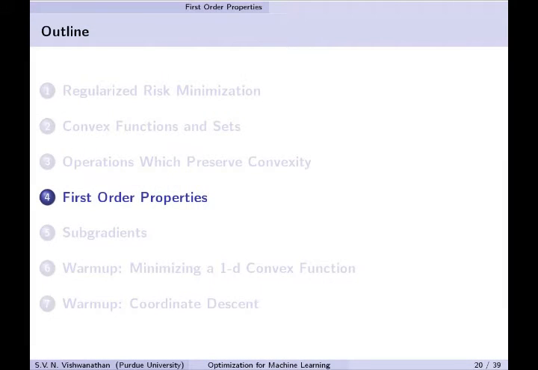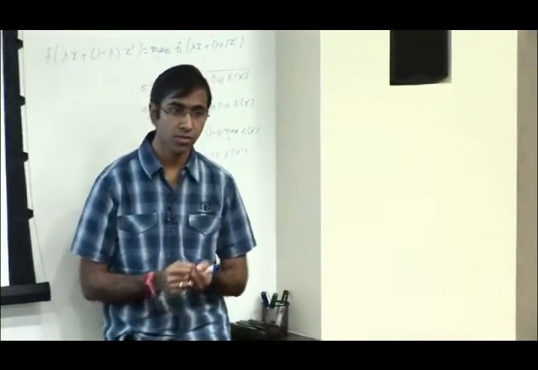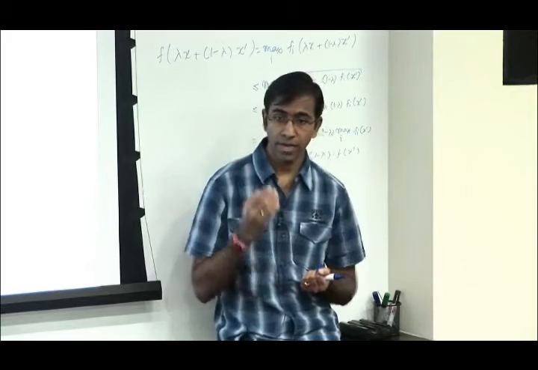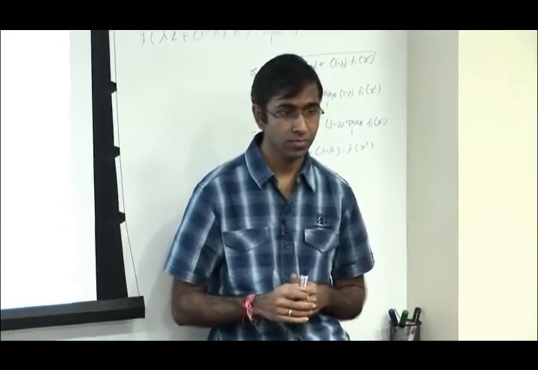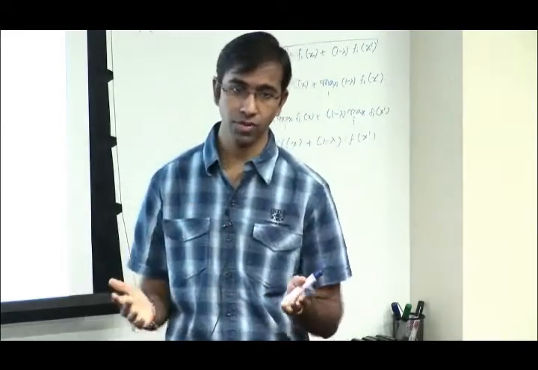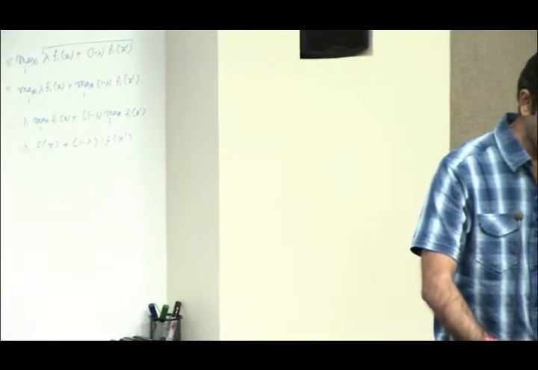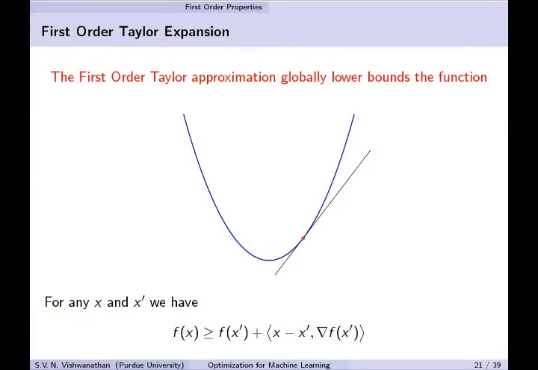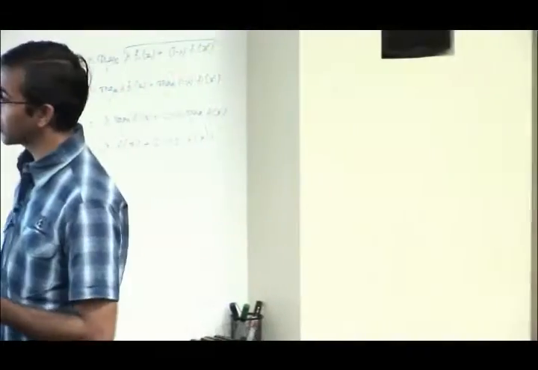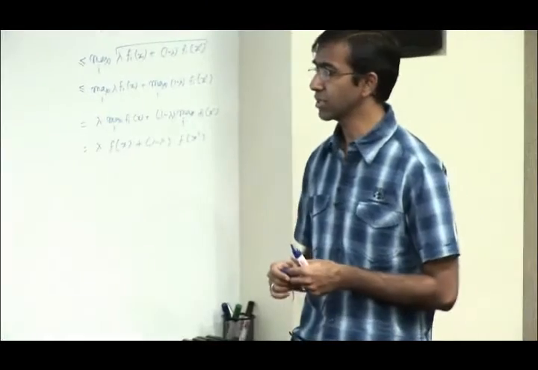So now let's look at a very powerful characterization of optima of a convex function subject to a convex set. So we said that we want to minimize a convex function subject to a convex set. There is a very powerful first order property that will give that characterization. Actually, before even going there, let me first give one more property of convex functions which will make that other property easy to understand.